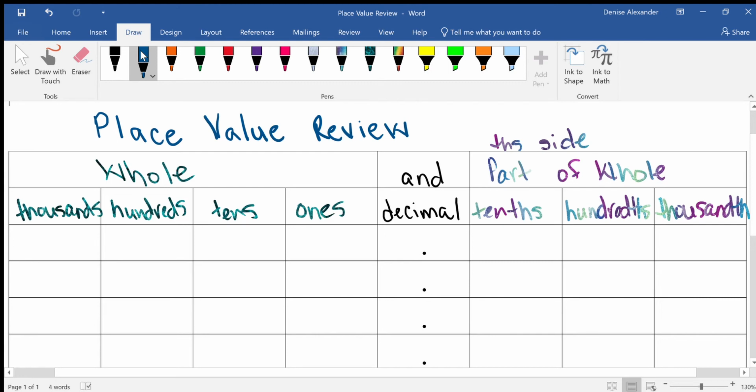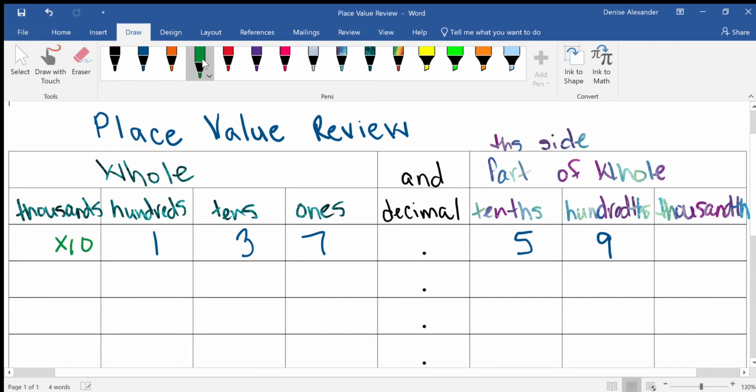Now that we have that all set up, let's look at a number, not necessarily a word. I have 137 and 59 hundredths. There's a few ways we can look at this. We can make this 10 times greater or 10 times less. So if we're going 10 times greater, we are going to be multiplying it by 10.